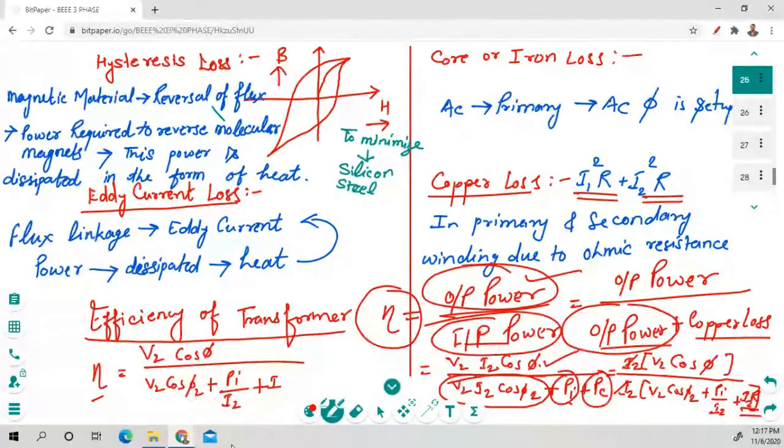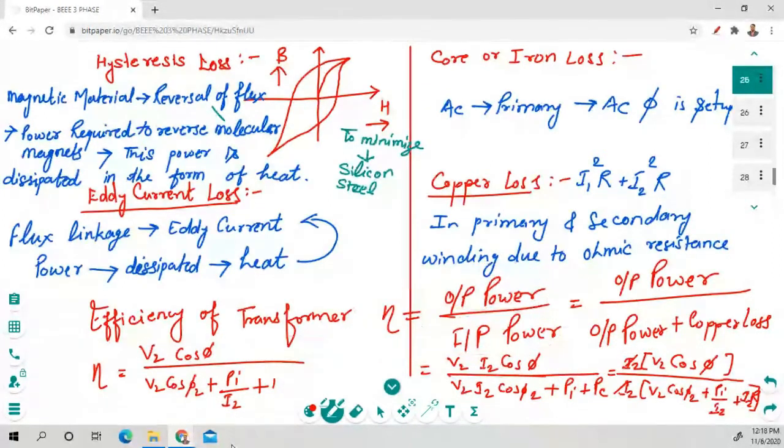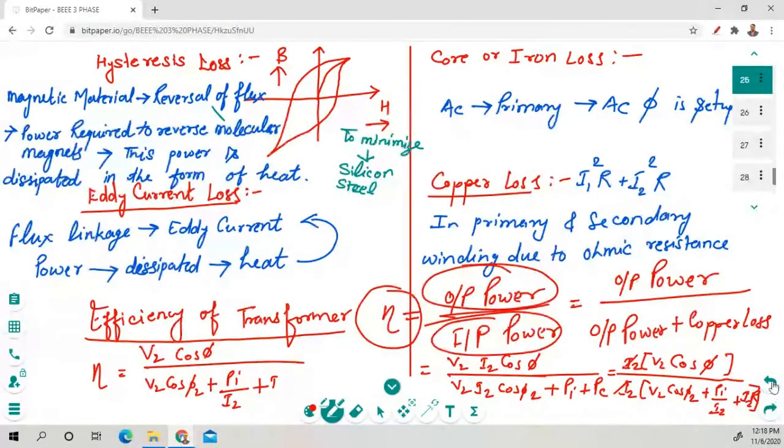How to calculate the efficiency and what are the different losses in your transformer? Write in chat box. Understood? Can we move further? Sir, efficiency, can you repeat the formula?